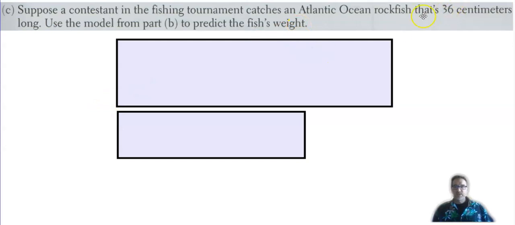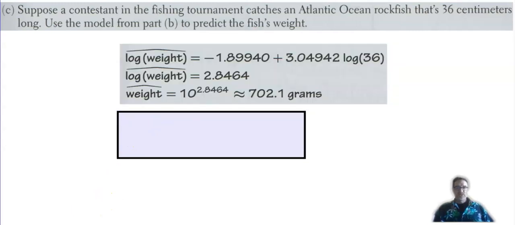And then let's go ahead. Let's say they catch that 36 centimeter fish. Use that model to predict the fish's weight. So what we said is the log of their weight is, we plugged in their 36. I worked all of this out. Now remember, this is log base 10. So we can rewrite that as 10 raised to the 2.8464 power, and that gives me about 702.1 grams.